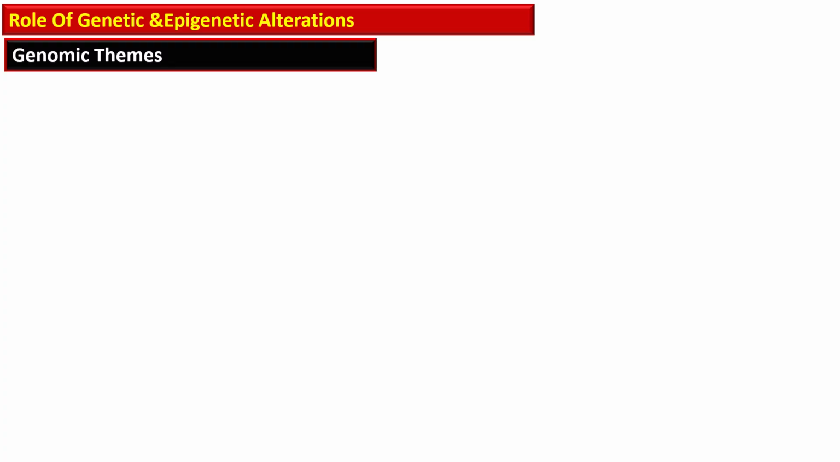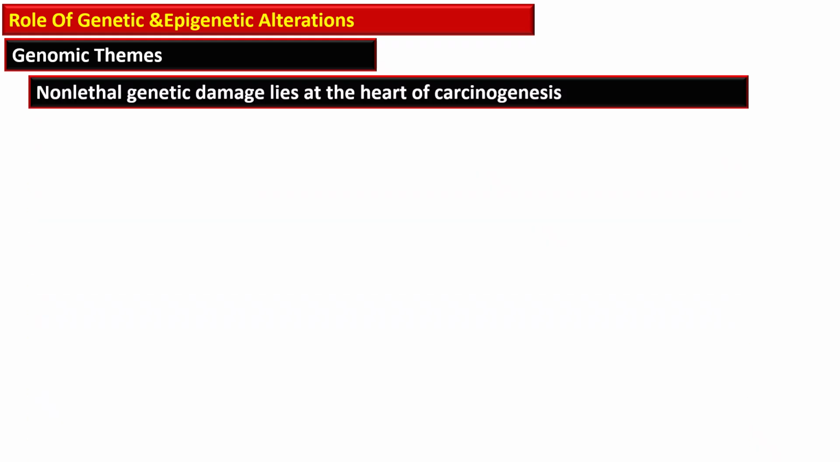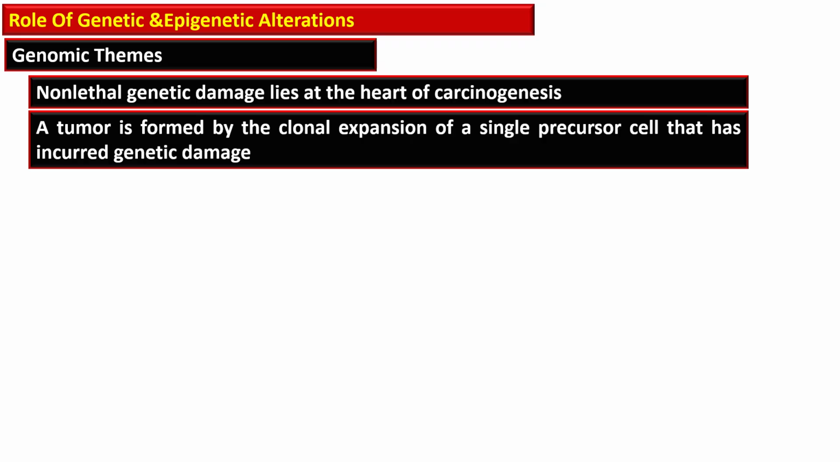The genetic and epigenetic alterations have a definitive role in the development of cancer. The cancer starts with non-lethal genetic damage. The mutation can be inherited, that occurs as germline mutations, or acquired, and the causes of these acquired mutations may be environmental, metabolic, or random causes.